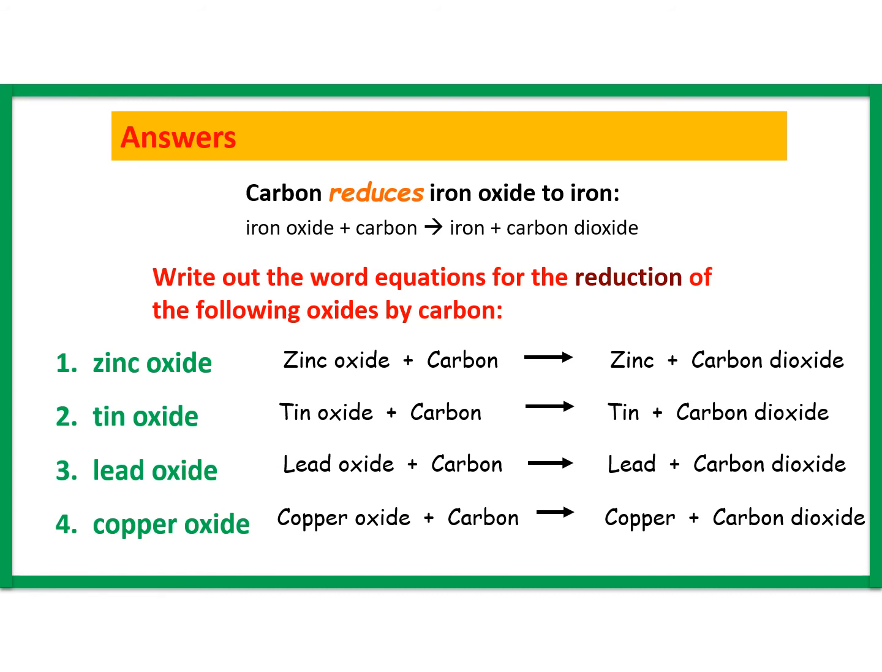Okay, so here are all those equations written out properly. So zinc oxide plus carbon will give you zinc plus carbon dioxide. Tin oxide plus carbon will give you tin plus carbon dioxide. Lead oxide plus carbon will give you lead plus carbon dioxide. Copper oxide plus carbon will give you copper plus carbon dioxide. Tick them with your green pen if you got them correct.